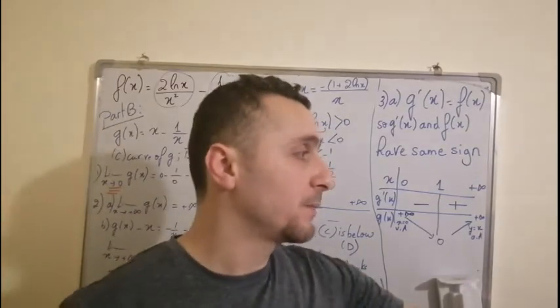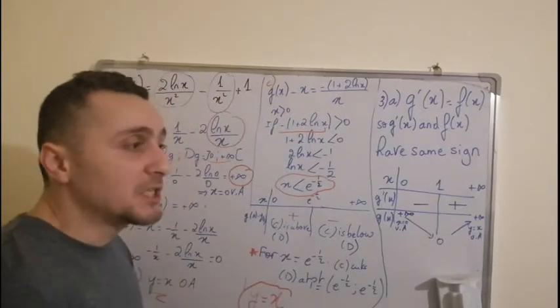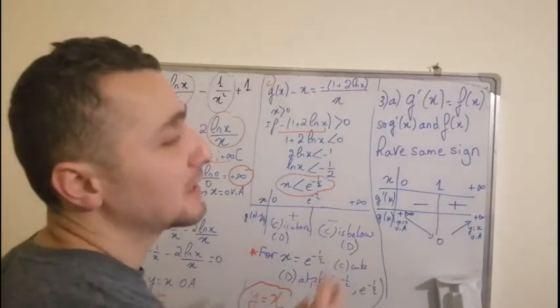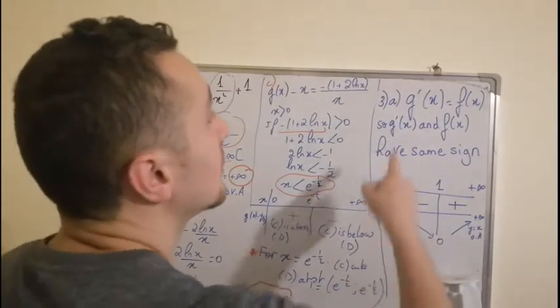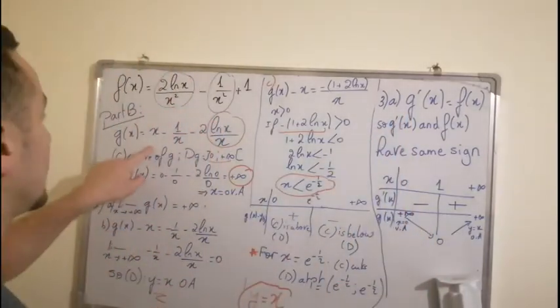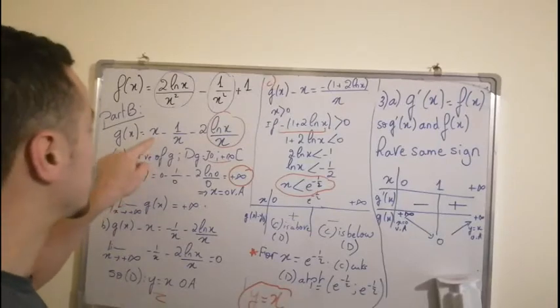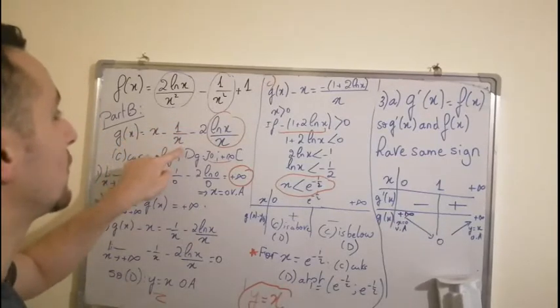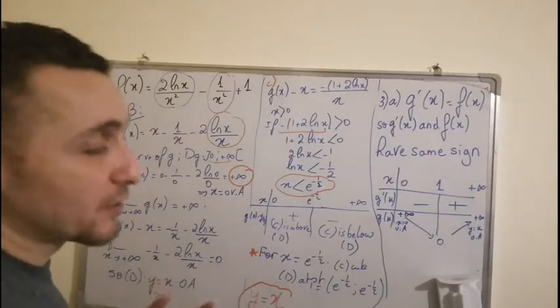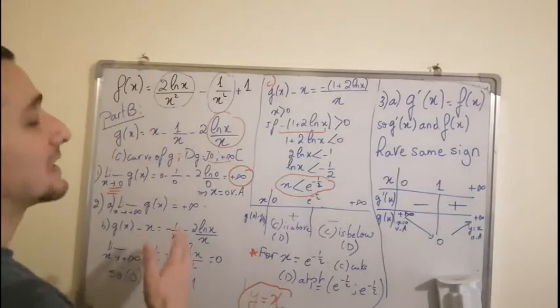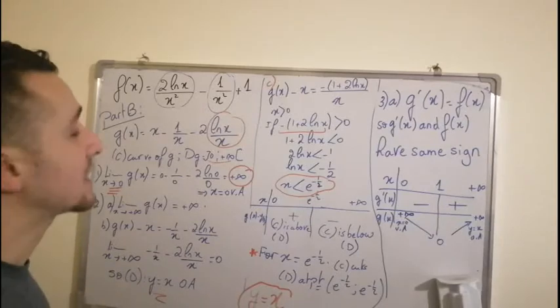Question number 3 is calculate g prime of x and set up the table of variation of the function g. We want to calculate the derivative of this function. The derivative of x is 1. The derivative of 1 over x, in the form of u over v, or it's a rule, is directly equal to minus 1 over x squared.